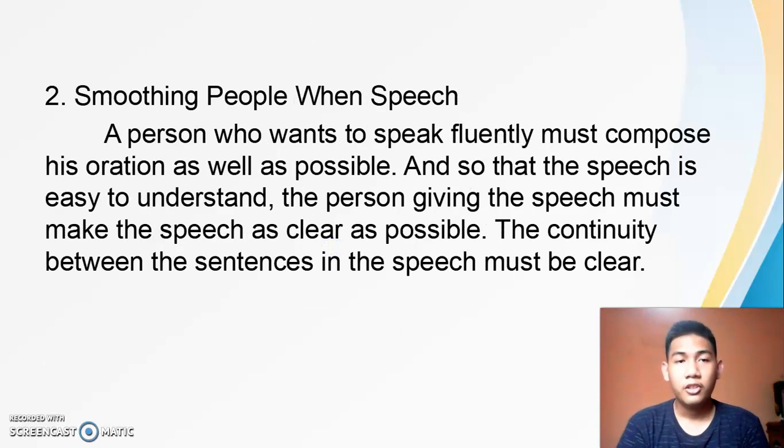Second, smoothing the flow of speech. A person who wants to speak fluently must compose his oration as well as possible, so that the speech is easy to understand. The person giving the speech must make the speech as clear as possible. The continuity between the sentences in the speech must be clear.